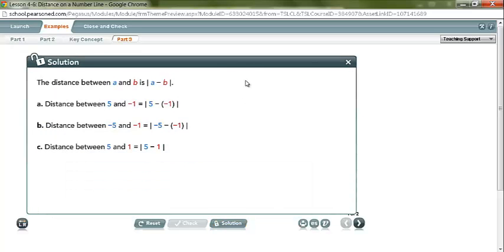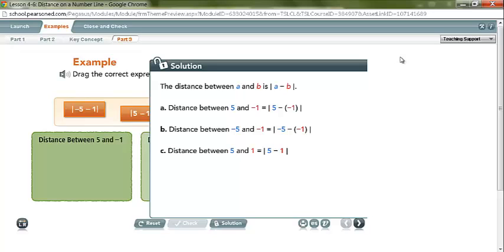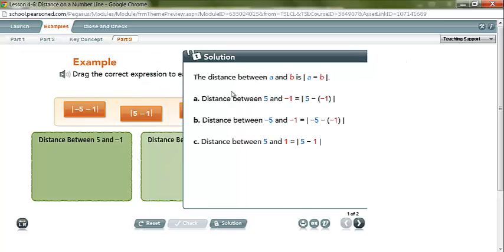Okay, thank you for coming back. So hopefully you're able to see the distance between A and B is A minus B. So in this case, the distance between 5 and -1 is going to be the absolute value of 5 minus the -1. Then when we look at the distance between -5 and -1, that is going to be -5 minus -1. And then for the distance between 5 and 1, hopefully you're seeing that it is 5 minus 1, and all of these are the absolute value.